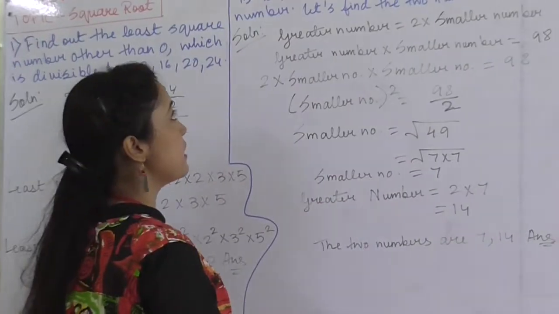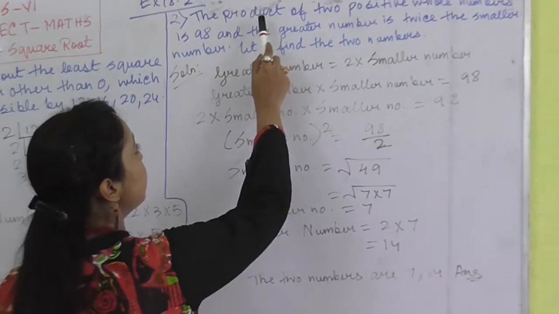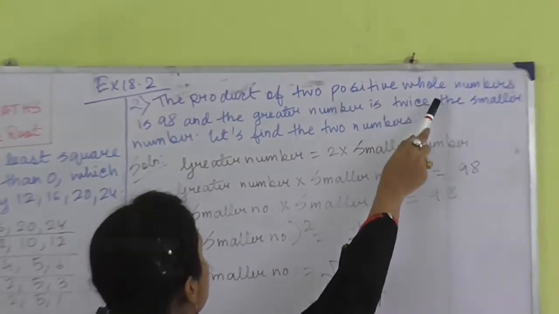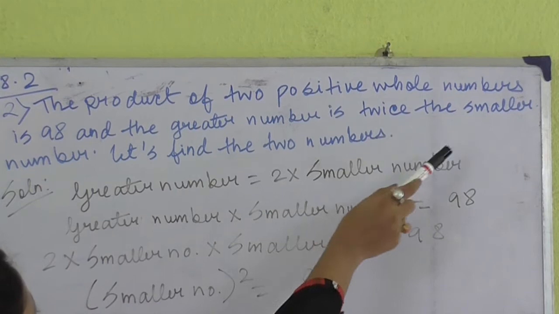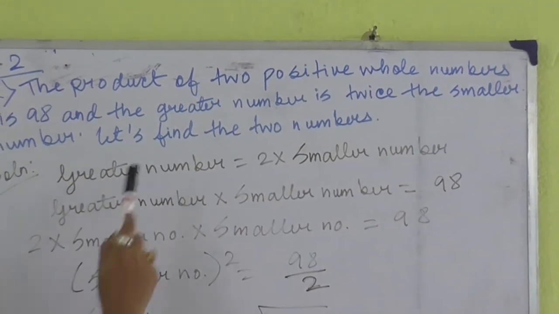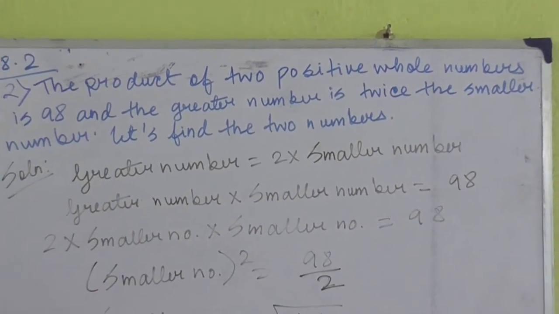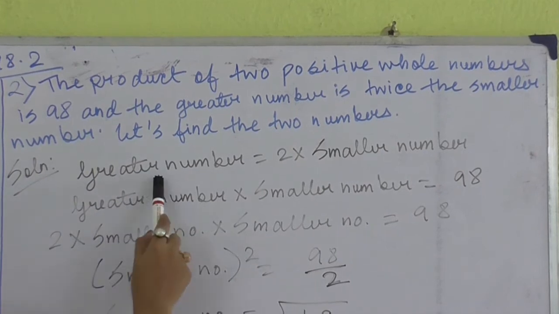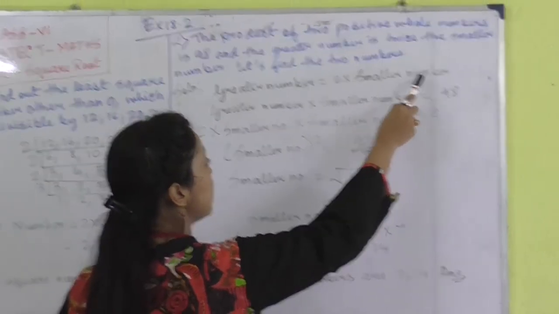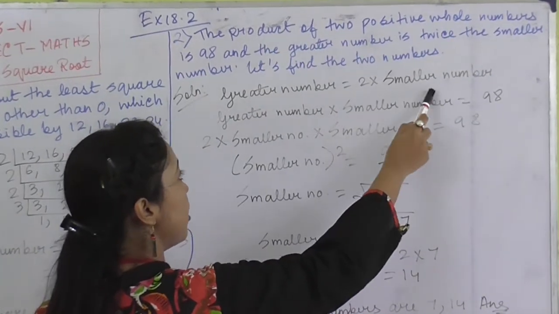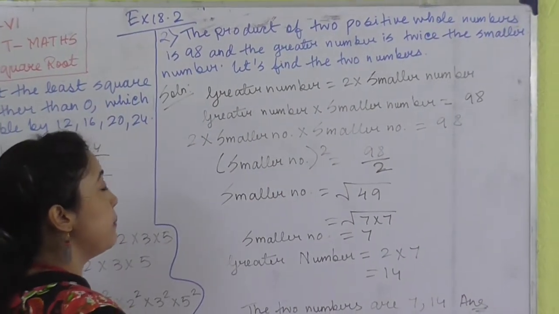Next problem. It has been told that the product of two positive whole numbers is 98 and the greater number is twice the smaller number. Let's find the two numbers. So it has been told that the greater number is twice the smaller number, that is, 2 into the smaller number is the greater number.